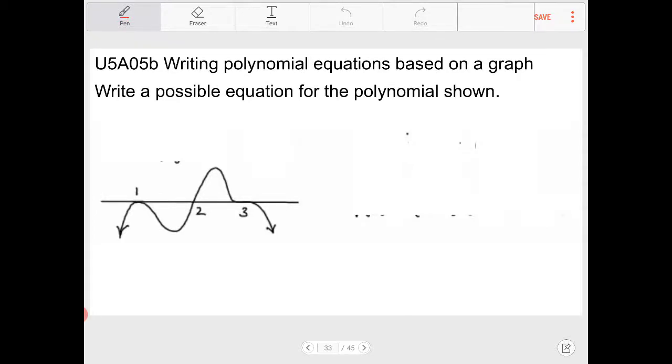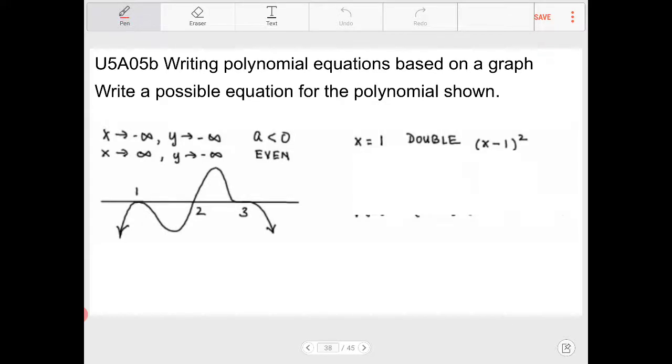Next, judging from the end behavior here, because the end behavior is the same, I immediately know that this is going to be an even degree polynomial. Looking at the end behavior here, I know that the leading coefficient therefore must be negative. And then looking at the roots, I have 3 roots. At 1, this is a double root. And in the factored form, the polynomial will be x minus 1 squared.